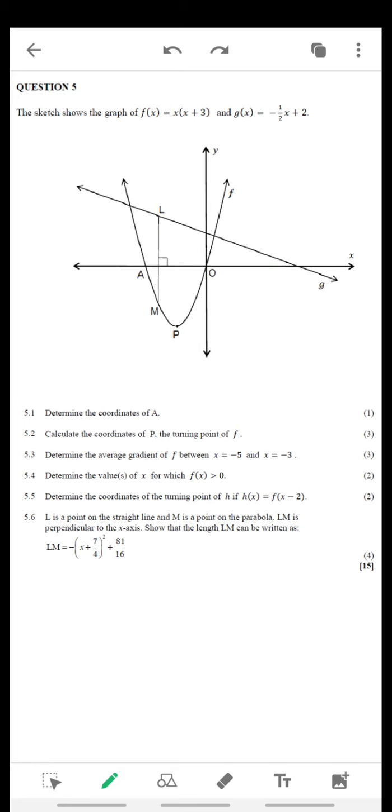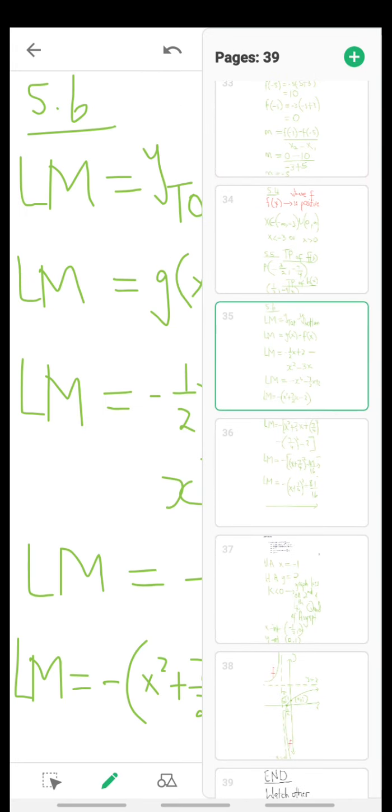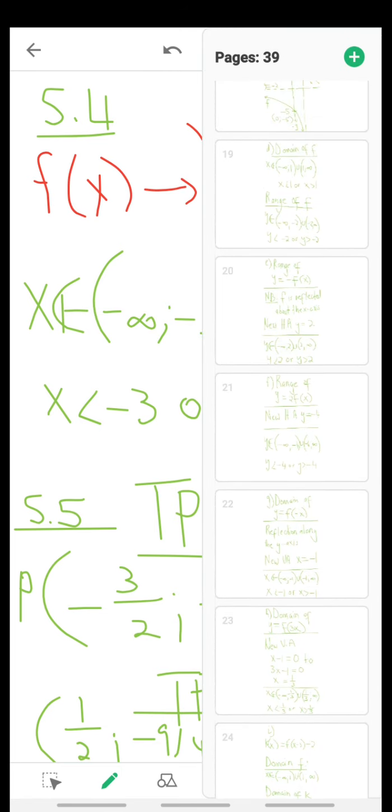Determine the values of x for which, remember, f of x is greater than 0, meaning where f is positive, above the x-axis. So f is positive here and also positive here. That's where the graph is above the x-axis. Remember, this will be from negative infinity on this side up to this value here, which is minus 3 but not included. Then from 0 not included up to positive infinity. Those will be the x values for which f will be greater than 0. So in writing, we are looking for where f is positive. So it's positive from negative infinity up to minus 3 and from 0 up to positive infinity. Very important. Now let us go to 5.5.